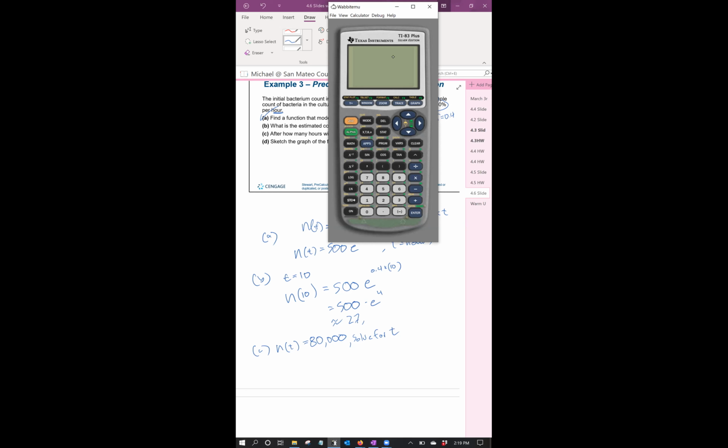Can you see my calculator? Yeah, we can. Okay. I want you all to do it too, and notice the exponentiation function is right above the natural log, so second natural log, e to the 4th. 27,299.